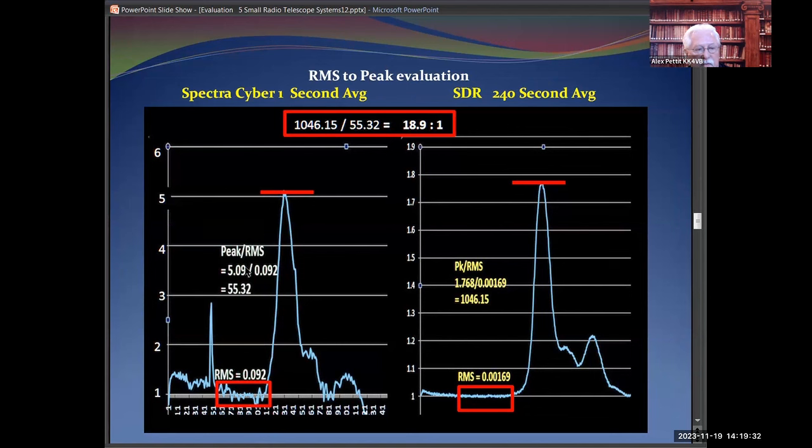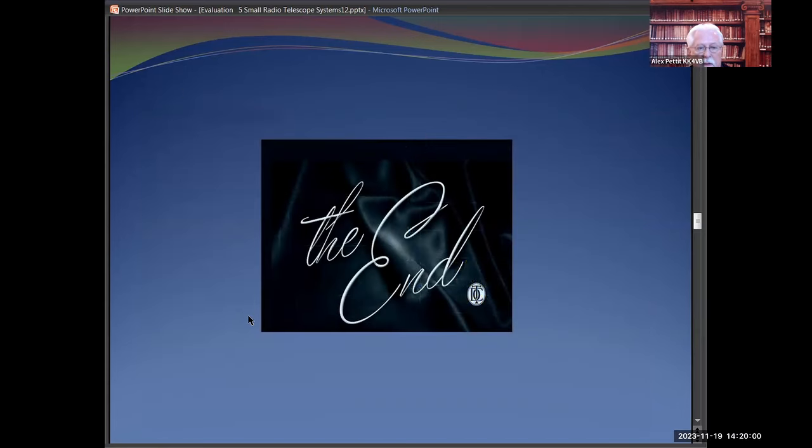So this is from the SpectraCyber 1 second average. This is from the SDR 240 or 300. So there should be about a 15-16 times improvement in the quality of the data, because this is mine. I think with the deep dish, I came out with about 19. But it's very obvious here that the longer you sample, the better the data you get. That's my story.